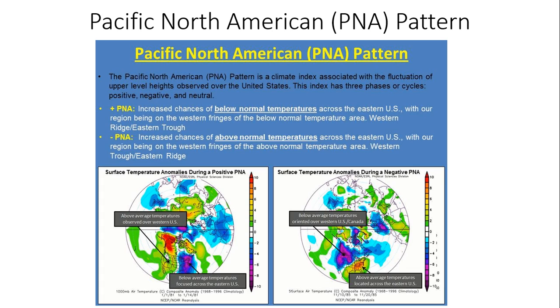On the other hand, with a negative PNA we generally get the opposite effect, where the jet stream takes on more of a trough configuration over the western U.S. and the west coast of Canada, and then we get a downstream ridge over the southeastern U.S. into the mid-Atlantic.